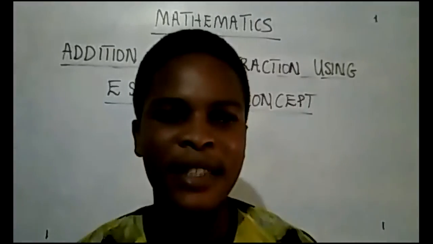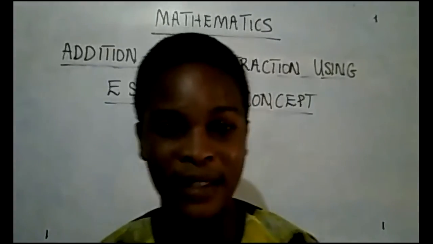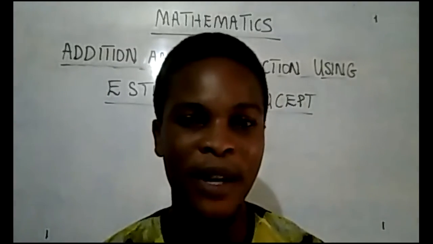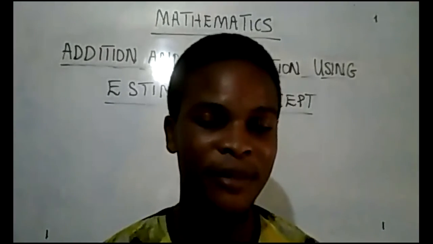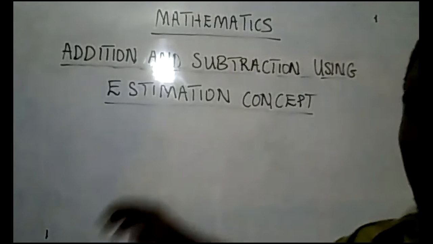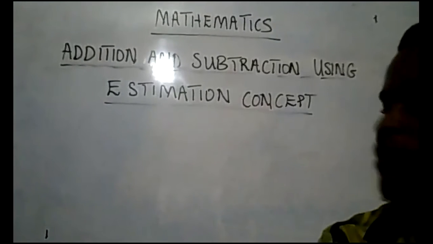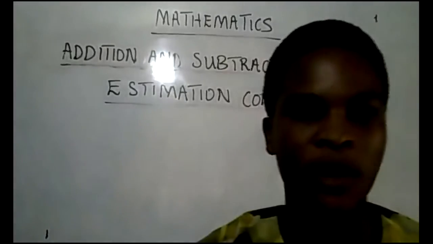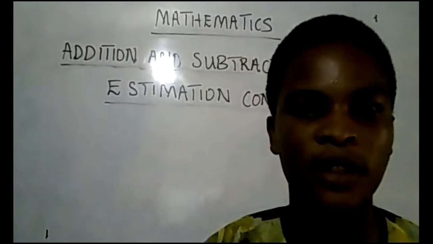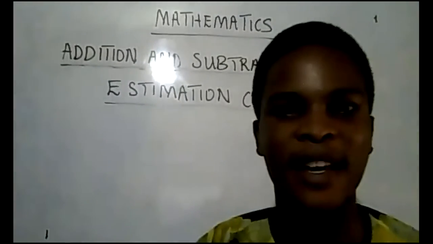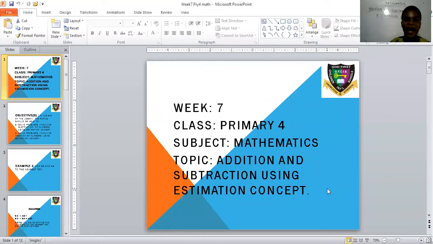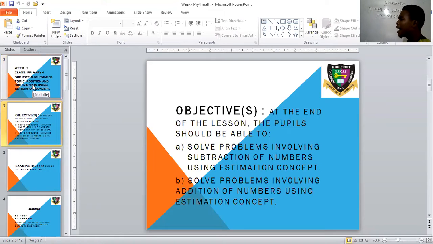Now, the knowledge of rounding numbers to the nearest 10 and converting decimal numbers to whole numbers is what we are going to be applying for this new topic, which is addition and subtraction of numbers using the estimation concept. Very good. We are going to be working on how we can add and subtract numbers using the concept of estimation.